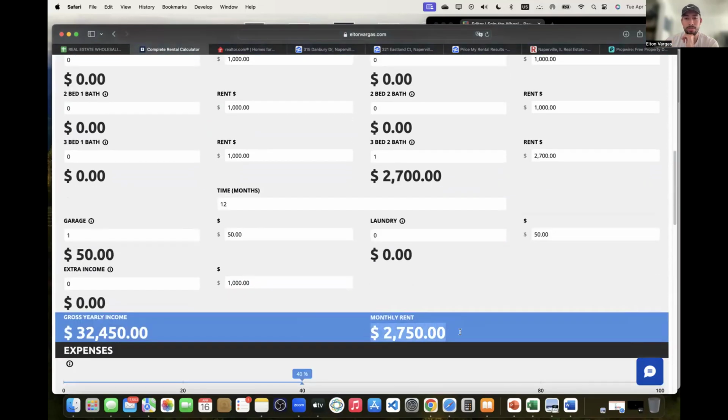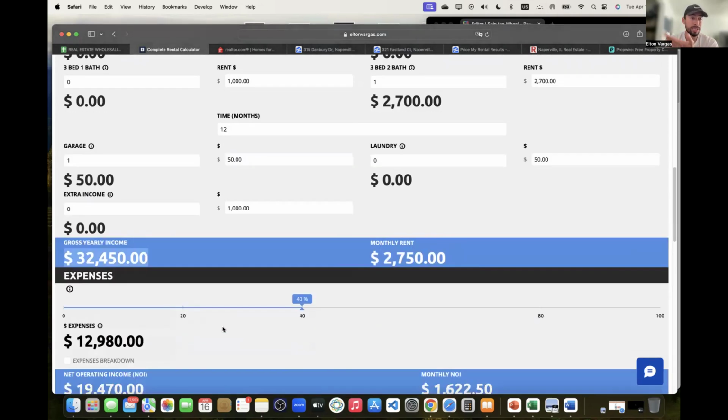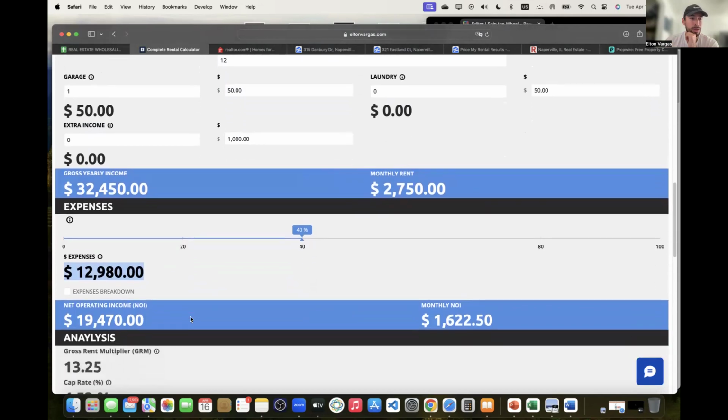So total, every single month is bringing me $2,750 of income, or a total of $32,450 for the entire year. Now, like I said, I can break down my expenses to the dollar on property management, usually 8 to 10%, taxes, insurance, all that. But I just want to play it safe and go with my straight number, 40%, which is $12,980, which is cool.